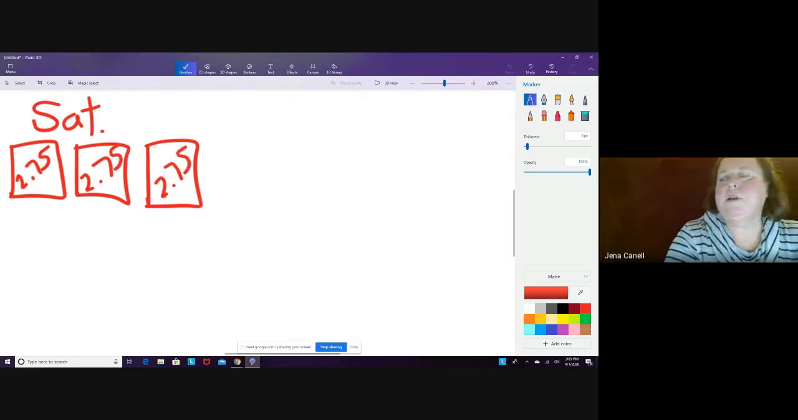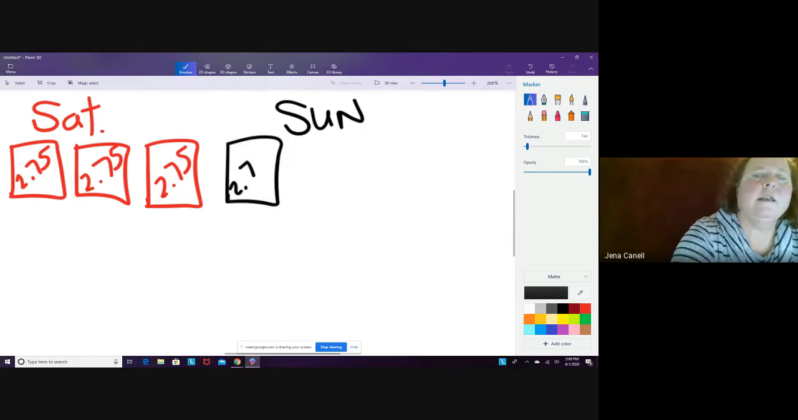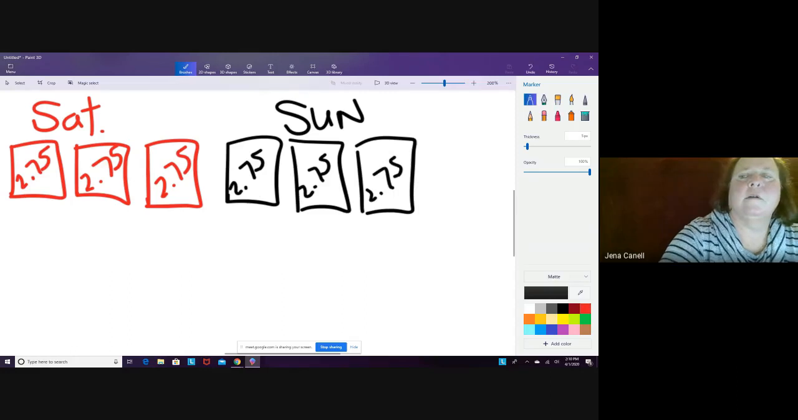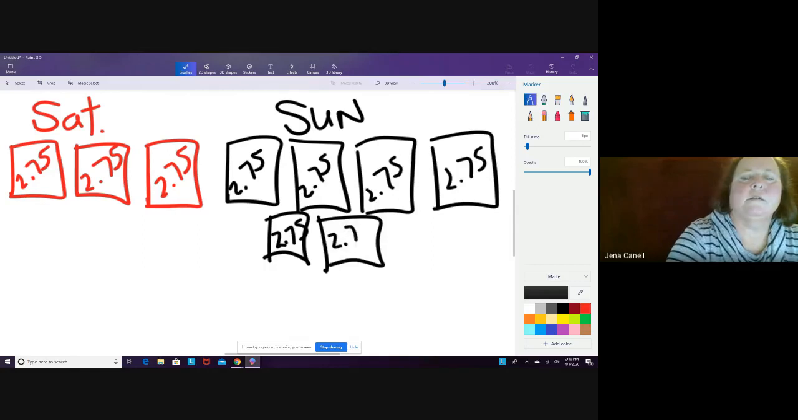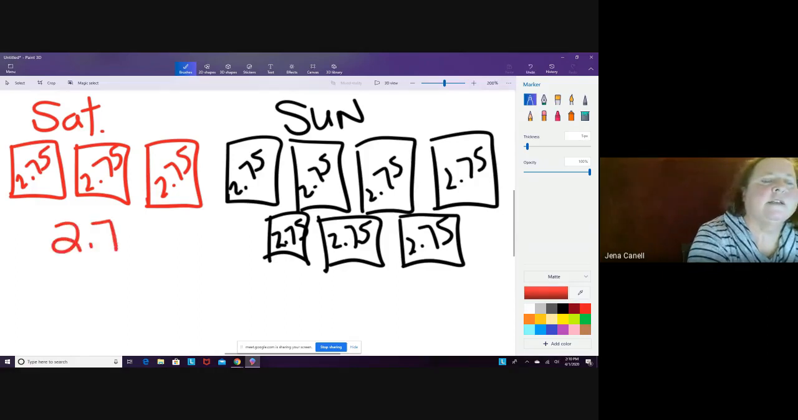Okay, and then we're going to move into Sunday. Sunday, it says he sells 7 books. Again, he's selling it for the same amount, $2.75. Okay, now I've got 4 books. Here's 5. Here's 6. And there's 7. Okay, so on Saturday, we show that he sold 3 books at $2.75 each.